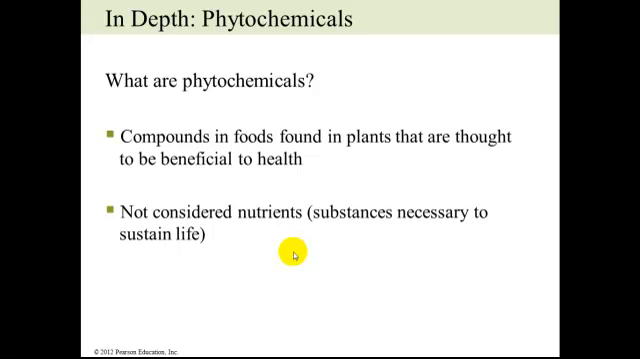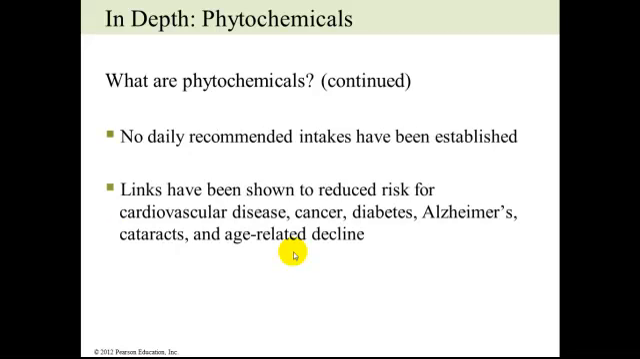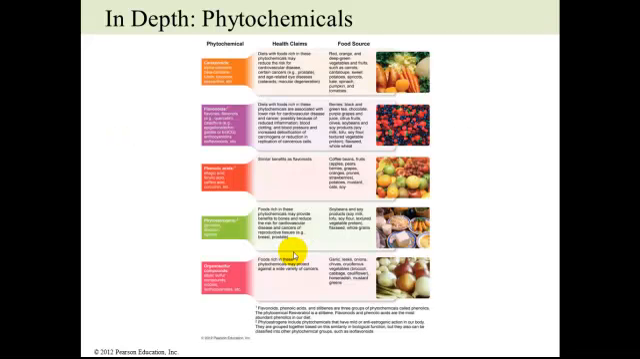Now, phytochemicals are compounds found in plants specifically that are thought to be beneficial to health. Now, these are technically not considered nutrients because these are not necessary to sustain life. However, it is believed that they are going to be important, especially in fighting some of our diseases of aging. So therefore, no daily recommended intakes have been established, but there have been quite a few links to certain diseases of aging, such as cardiovascular disease, cancer, diabetes, cataracts, and other age-related diseases.